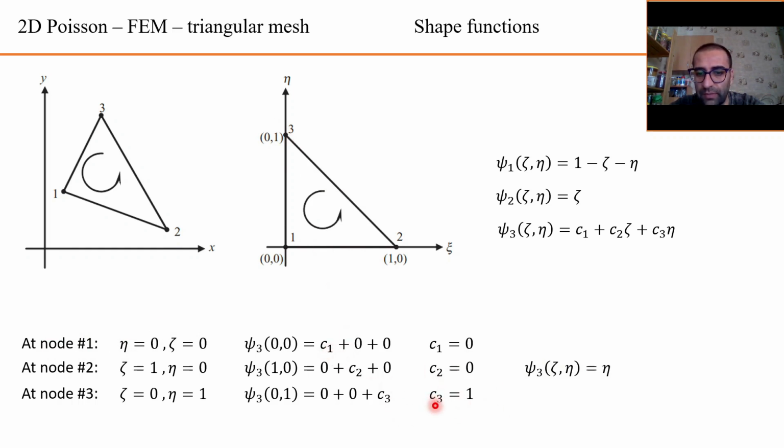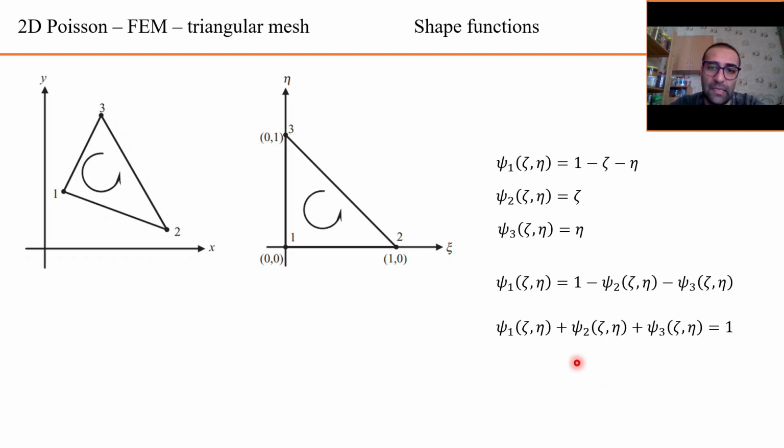C3 will be 1, and this 2c, this C1 and C2 will be 0. Therefore, the third shape function will be eta. An interesting thing about these shape functions: psi2 and psi3 are independent because in this coordinate system these axes are perpendicular to each other. Therefore, psi2 and psi1 are independent, but psi1 is a linear combination of psi2 and psi3.